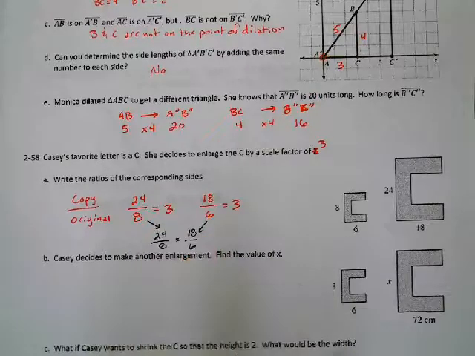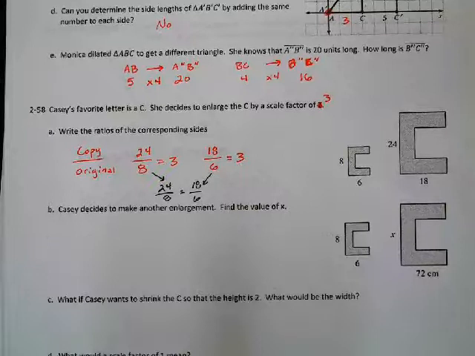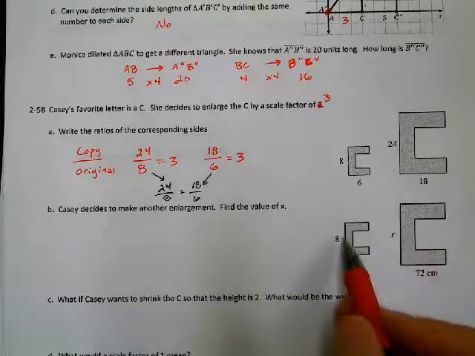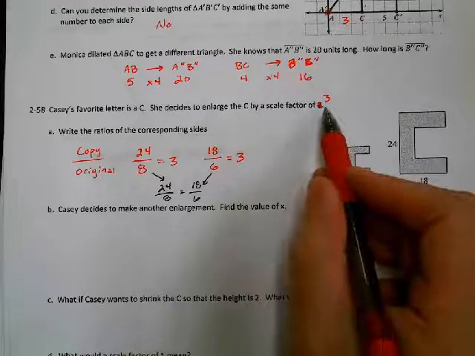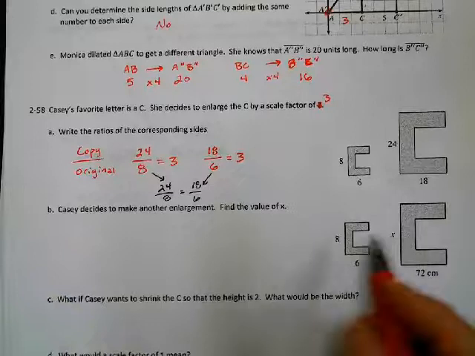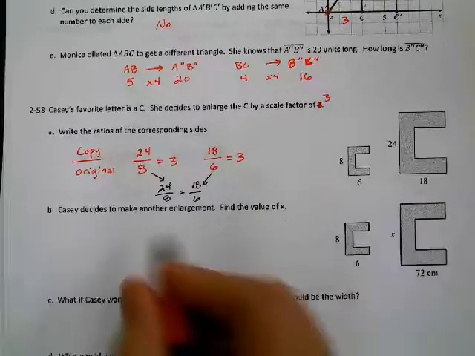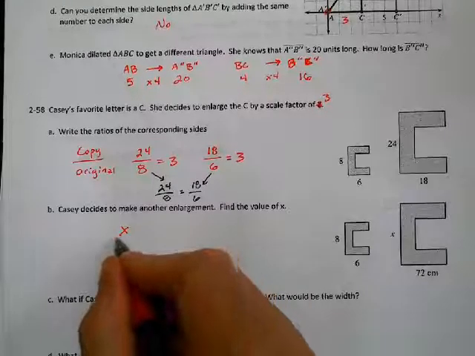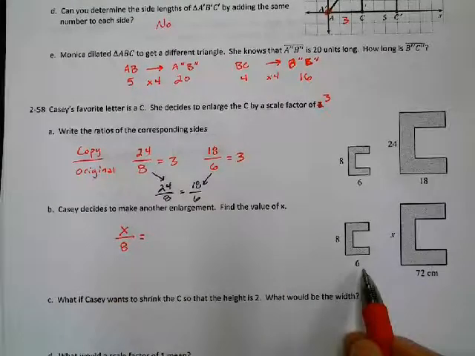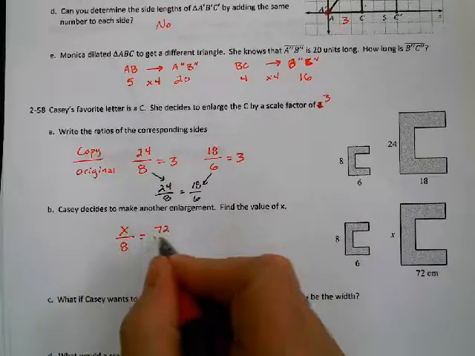All right, now we're going to use that. Next one. Casey decides to make another enlargement. But we don't know what the scale factor is this time. Last time it was 3. We don't know what the scale factor is. Well, we did say that we know that 8 and x correspond to each other. So x is from the copy, 8's from the original. Then over here, we've got 72 is from the copy, and 6 is from the original.